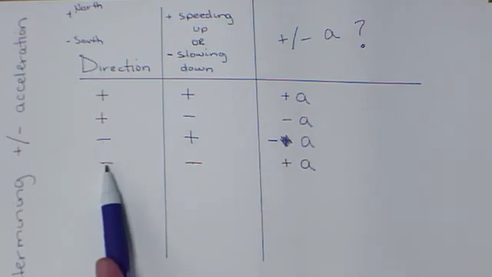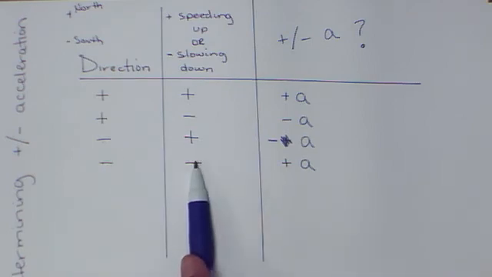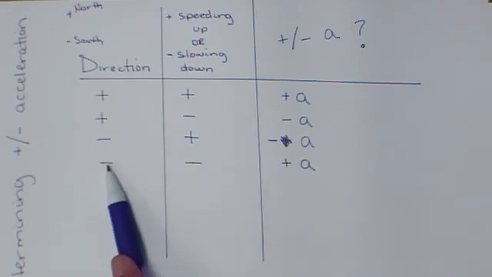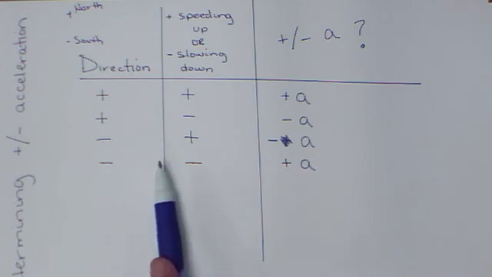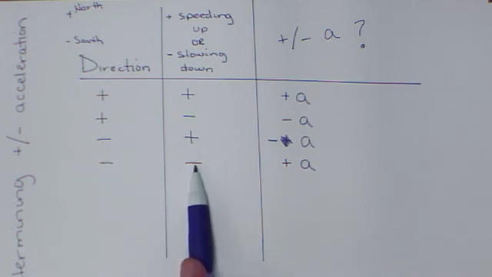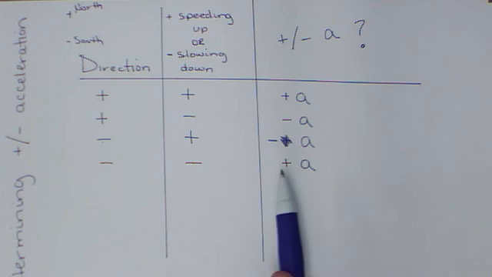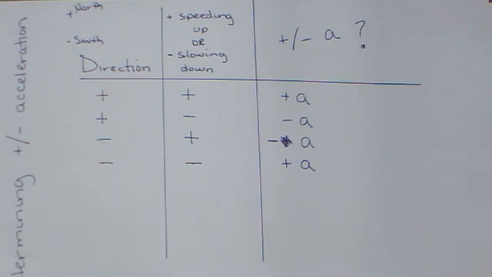If you have an object that is traveling in a negative direction and slowing down, perhaps a car is traveling west and approaches a stoplight, so it comes to a stop. Two negatives make a positive. So that's how you determine acceleration if you don't have a graph.